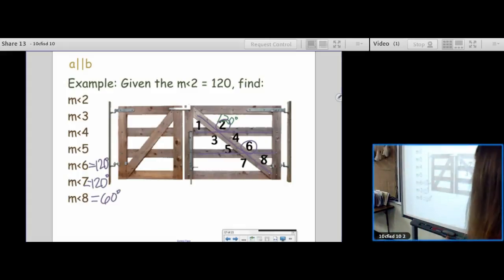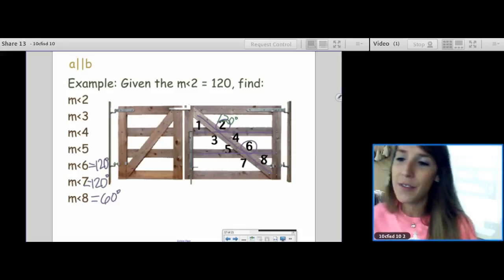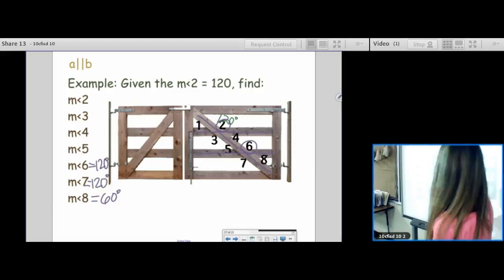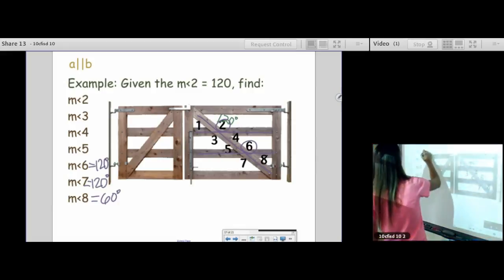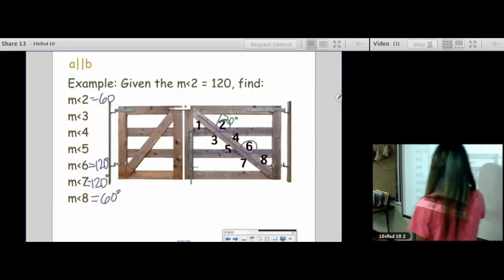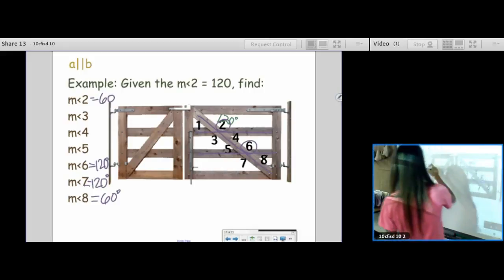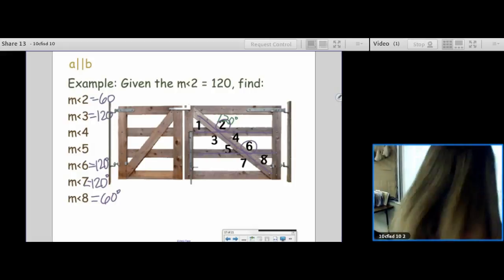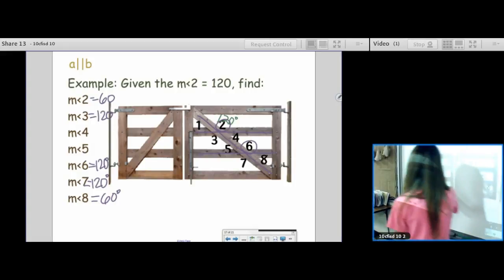Let's do 2 and, oh, we already did those. The rest of them can be solved with vertical angles and linear pair, pretty much. 2 and 1, those are a linear pair. So, supplementary. 2 and 3, those are vertical angles. Vertical angles are congruent. 2 and 4, linear pair.